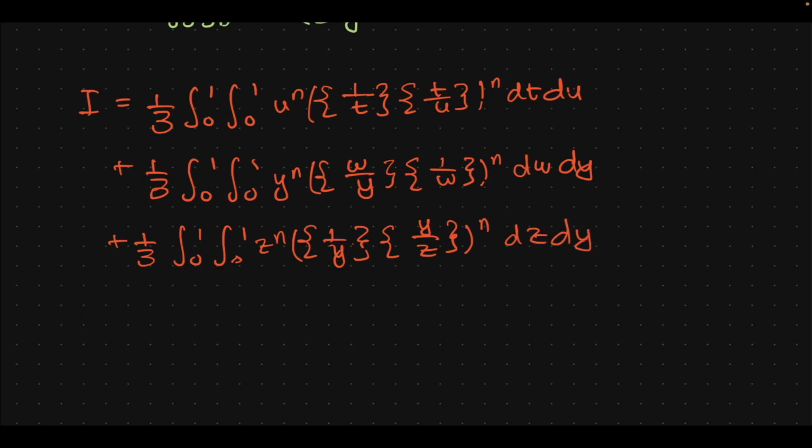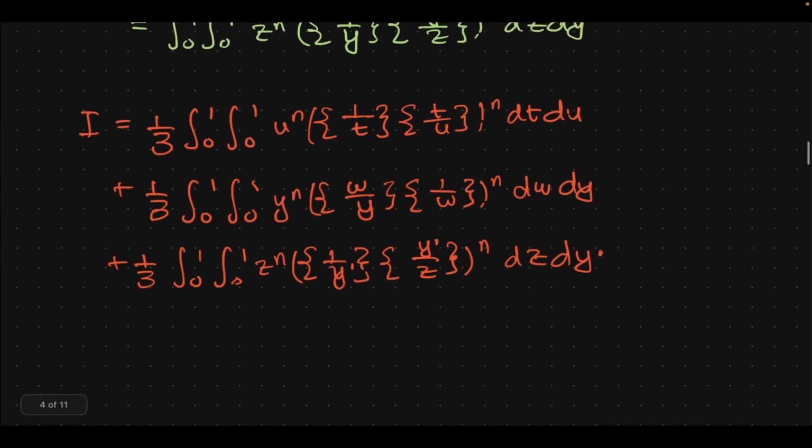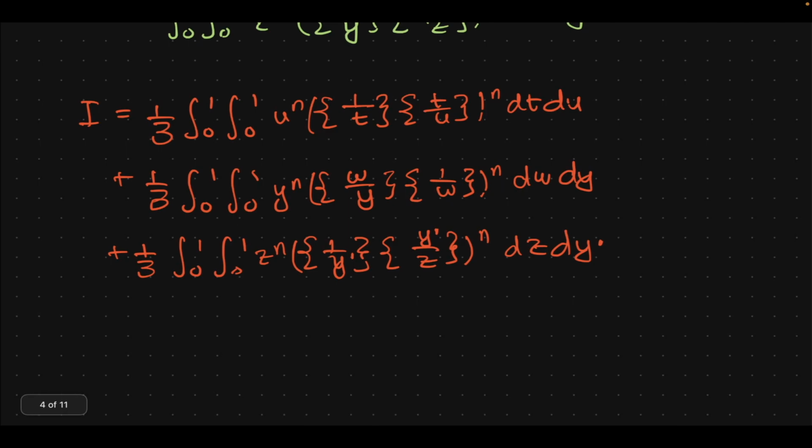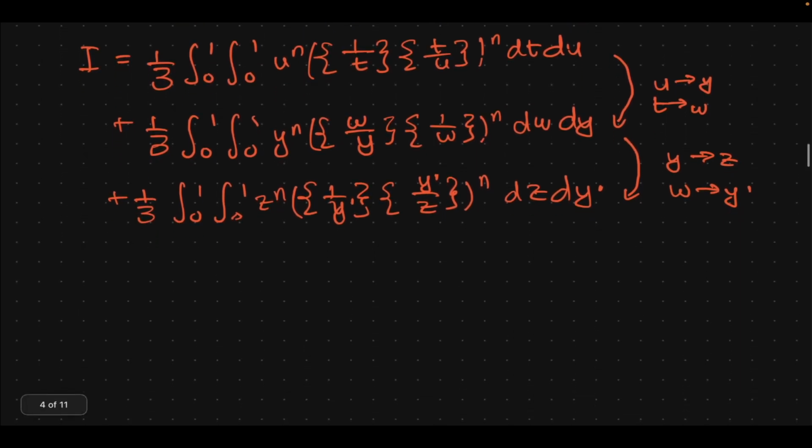Maybe let's, instead of y, let's call it y prime. So you see all these integrals are just identical, because you can get from 1 to 2 by just changing a u to a y and changing the t to the w. You can get from the second to the third by just changing y to the z and w to the y prime. So you see all these integrals are indeed equivalent, and they're definite integrals, so the variables don't really matter.